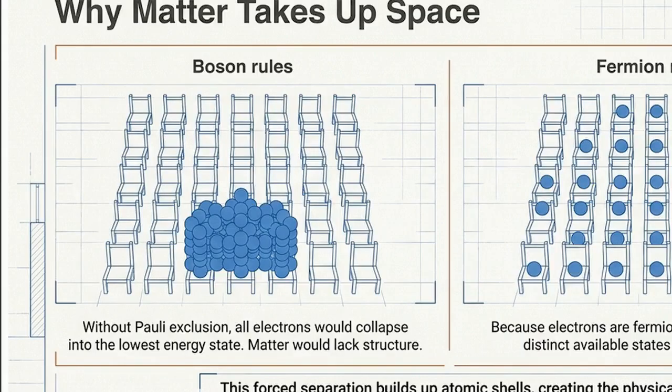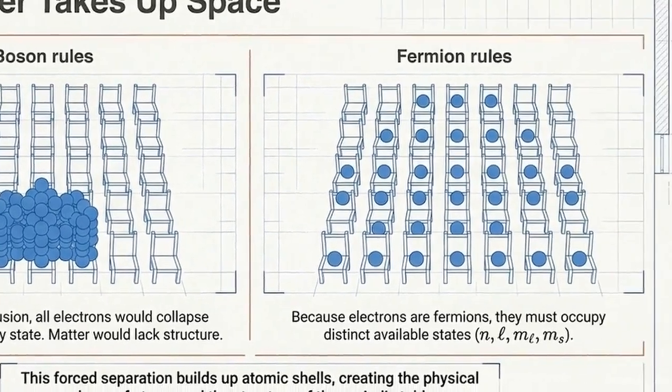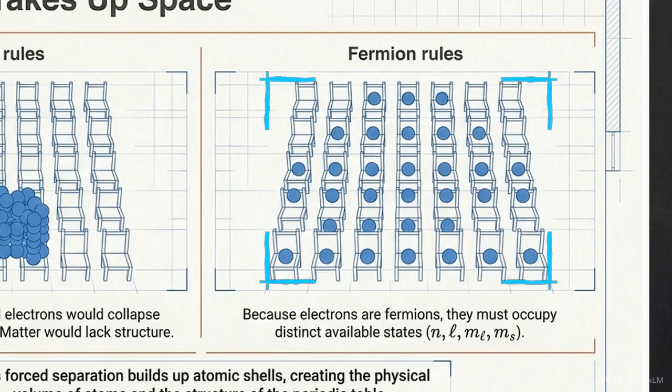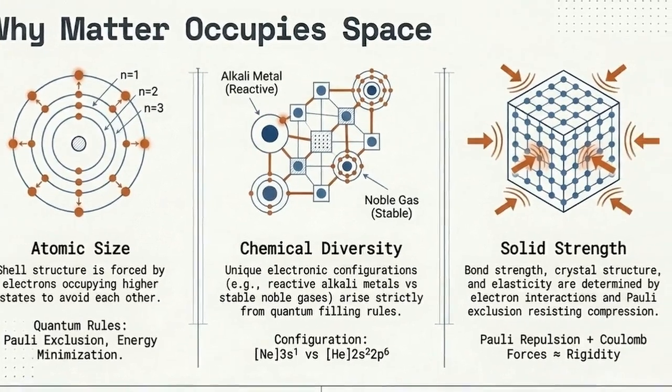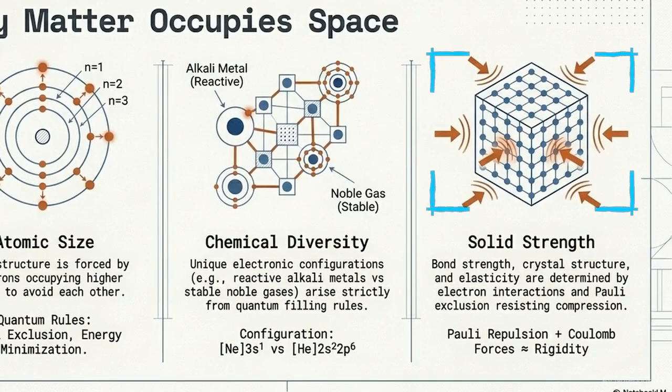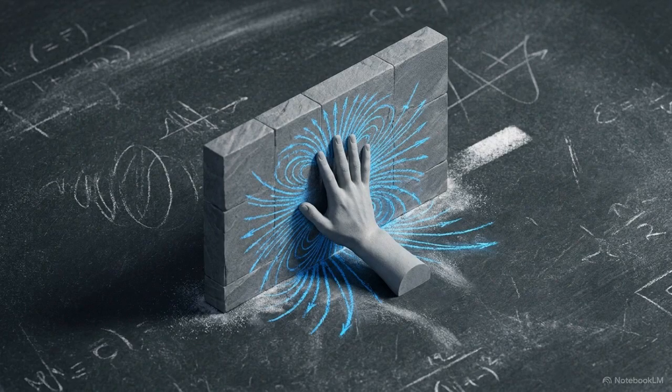Bosons, which don't follow this rule, can collapse into the exact same ground state and cluster in the same space. Because electrons are fermions, they must fill distinct, separate quantum states, building structured atomic shells rather than collapsing. This forced separation creates physical atomic volume and determines the electronic configurations that make elements reactive or stable. The Pauli Exclusion Principle resisting compression is what gives solid matter its rigidity and strength. The reason you cannot walk through walls is the mathematical requirement of fermion antisymmetry.